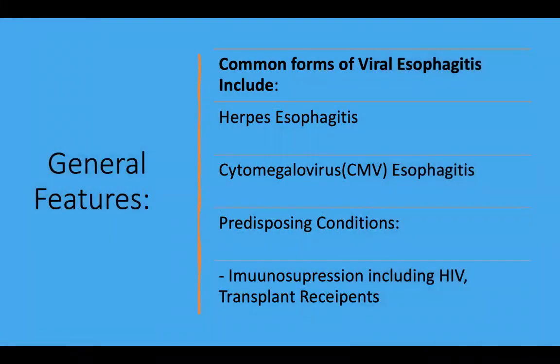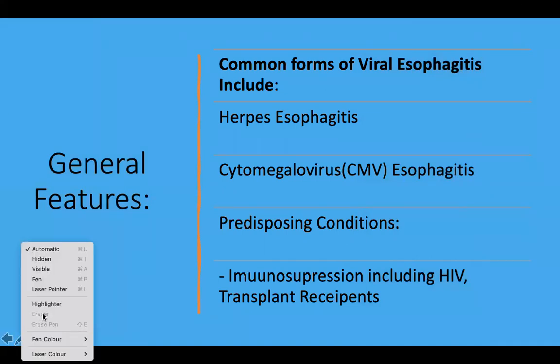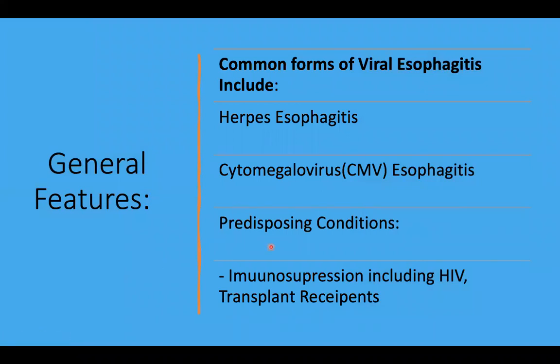So the general features of viral esophagitis include the most common forms, which are CMV esophagitis and herpes esophagitis. It is important to note that there is an association with immunosuppression. The association is very striking and very commonly seen in HIV and transplant patients. AIDS patients and transplant recipients, because of their immunosuppression, are highly likely to acquire CMV and herpes esophagitis. It is not ruled out that they can be seen in immunocompetent individuals, though they are much more likely in immunosuppressed individuals.